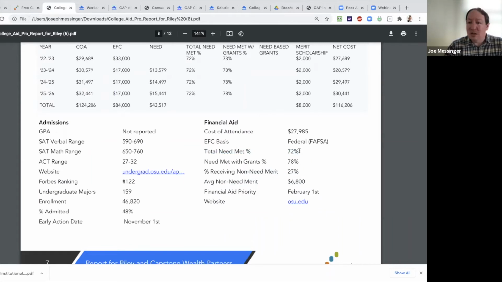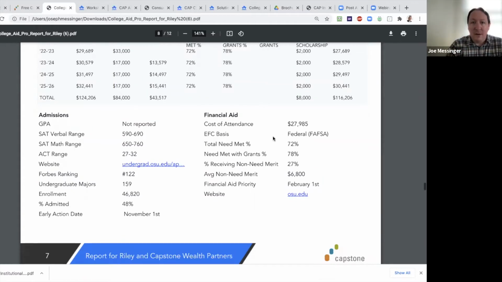Just because the school says that they meet 72%, I could tell you that as an out-of-state student coming to Ohio to go to school, you're not going to get a penny of need-based financial aid. That money's reserved for the in-state kids. But wait, Joe, the average says 72%, which is accurate. The problem is you need to peel back another layer of the onion, right? So you don't have to know these things. You just have to put the information in College Aid Pro.